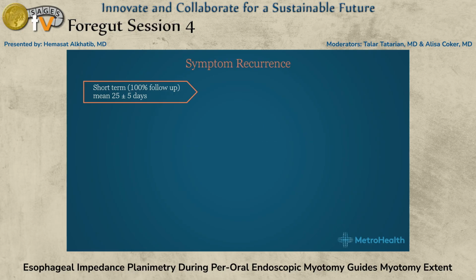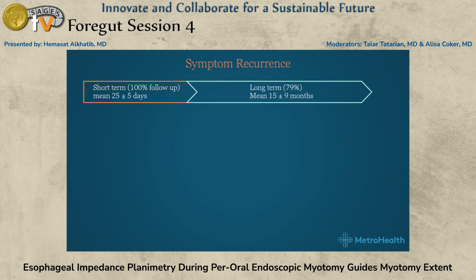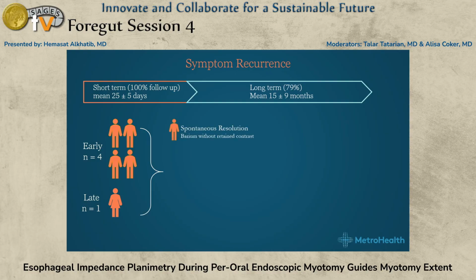When we looked at symptom recurrence for our patient population, we looked at their entire follow-up period. And for us, about 80% of patients had a long-term follow-up with a mean of 15 plus or minus 9 months. In the early postoperative period, 4 patients reported symptom recurrence. In the late postoperative period, 1 patient reported symptom recurrence. For 1 patient, there was spontaneous resolution. We did a timed barium that was normal, and as we continued to follow the patient closely, their symptoms resolved and their Eckardt score dropped from 7 to 1.